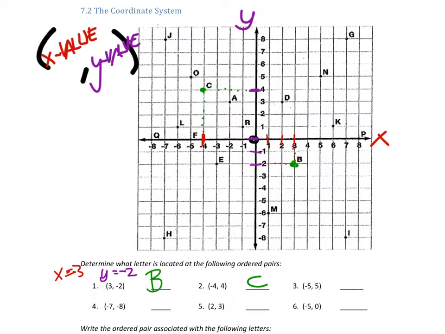Alright, so number 3 then. This is another way that we can look at that. We've got an x value of negative 5, so I would go to the left 5 to negative 5. And then the y value is 5, so I would have to go up 5. And that leads me to the point O, I should say. Number 4 is going to happen the same way. I'm going to go to the left 7. And then that's a negative 8 for my y value, so I'll have to go down 8 to H.